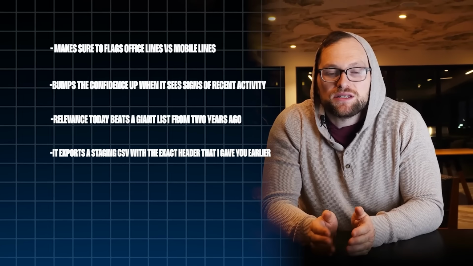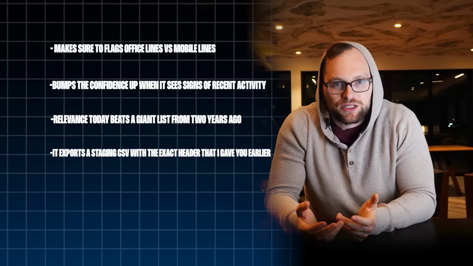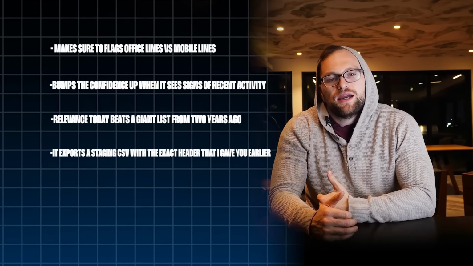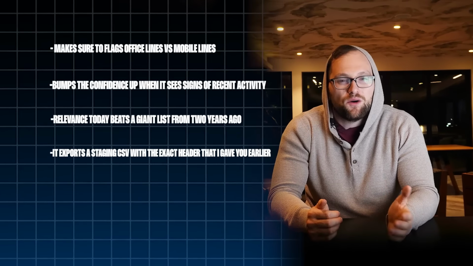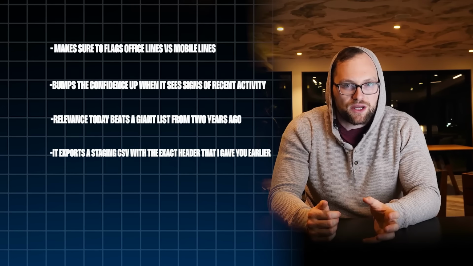When it finishes, it exports a staging CSV with the exact header that I gave you earlier. It shows me a quick summary: all the duplicates are removed, the percent missing, the mobile numbers, and then it stops there. Nothing touches my CRM yet, but ChatGPT in and of itself just created an amazing list. So let's get into task number 2.